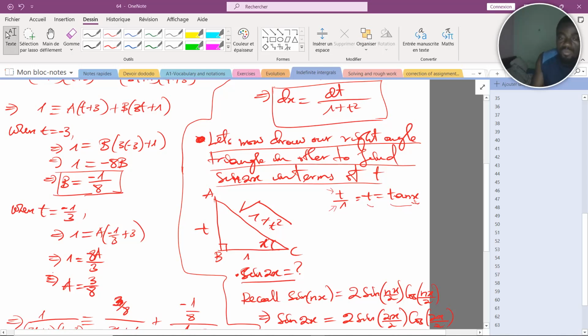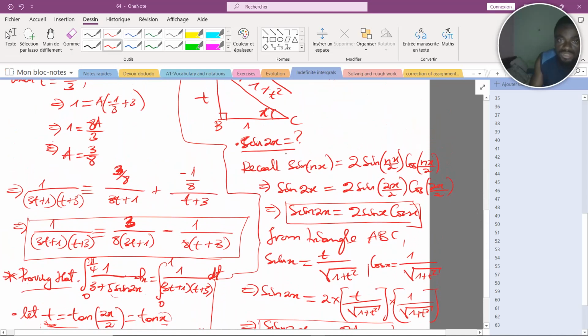What's the side opposite to x? It is this side, so the t is supposed to be here. And the side adjacent to this x is this side, so 1 is supposed to be here. And naturally, the hypotenuse will be, according to Pythagoras, the square root of 1 squared plus t squared, which is this. Now, we need to find our sine 2x. Is that okay?